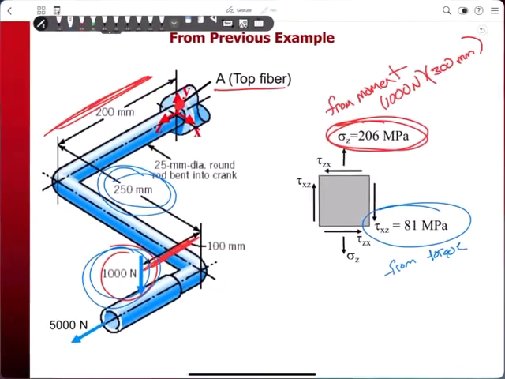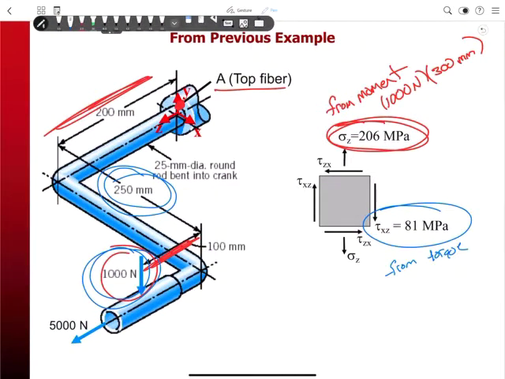All right, so back to the notes. So this is a torque, and that was also the same 1,000 newtons, but this time times 250 millimeters. Okay. So we have the stress element. This is for the top one.